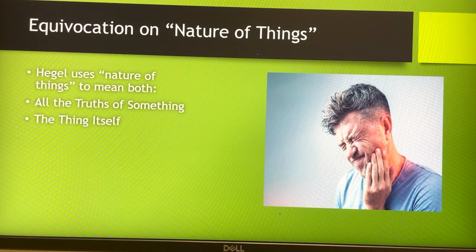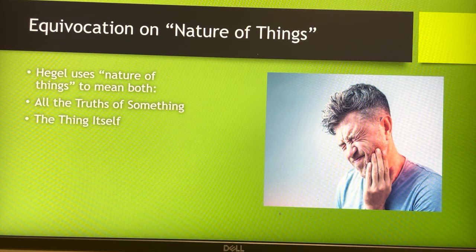But Russell sees equivocation in Hegel's use of the term the nature of things. He says that Hegel uses nature of things both to mean all of the truths of something as well as to mean the thing itself. And so to help us understand this, Russell uses the example of a toothache. He says a person has a toothache. He knows it by acquaintance since he's able to feel the toothache, right? That person is in agony. He feels that pain. He understands it through those painful sensations.